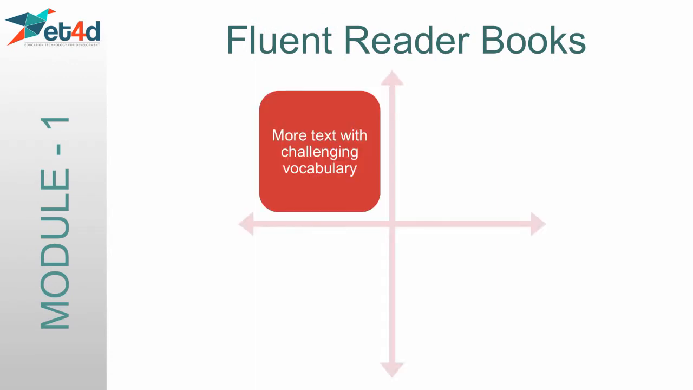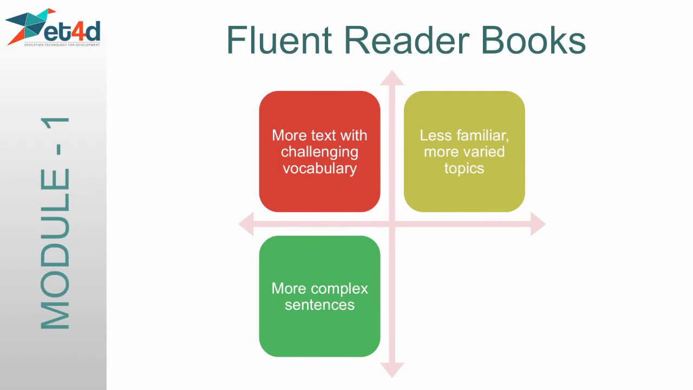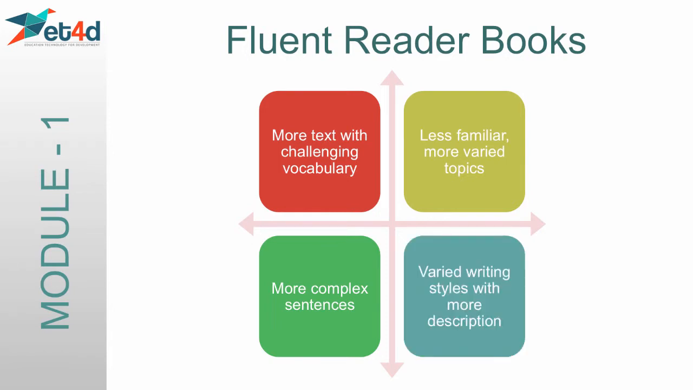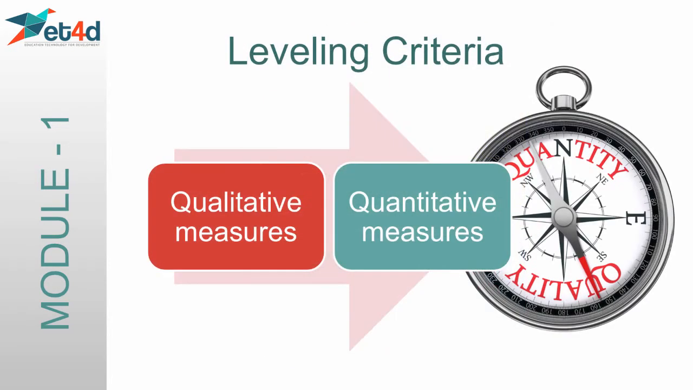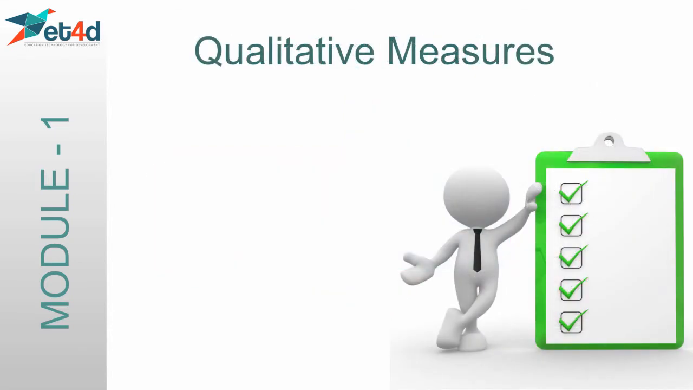Books at this stage have more text with challenging vocabulary, less familiar, more varied topics, more complex sentences, varied writing styles with more description. Leveling criteria are designed to accurately and reliably measure text complexity to support differentiated instruction. The evaluation of reading materials should address qualitative and quantitative measures.